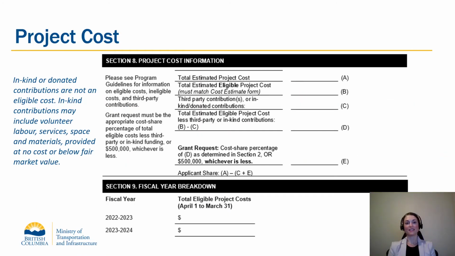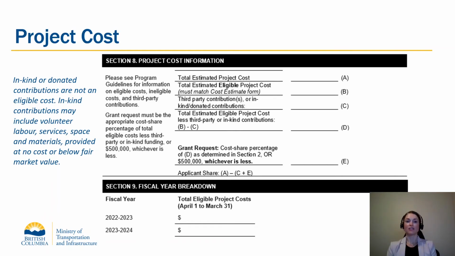Once the cost estimates are done, the project costs can be provided. Section 8 is used to determine the maximum grant amount you can request. First, enter the dollar amount of your total estimated project cost. This is A. Then, based on the list of eligible expenses for the grant program found in the program guidelines, enter the total estimated eligible project cost, which is B. The next slide provides more detail on eligible expenses. This may be the same or lower than your total estimated project cost.